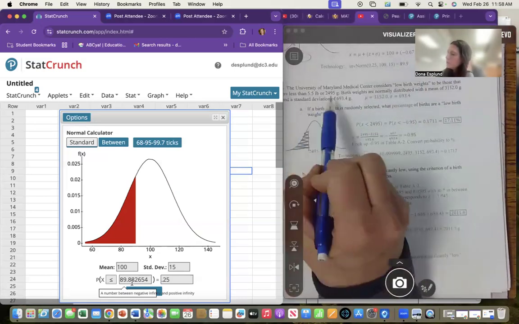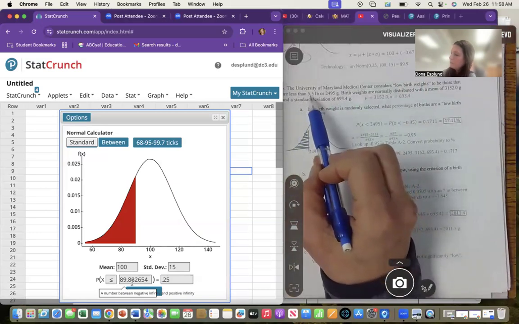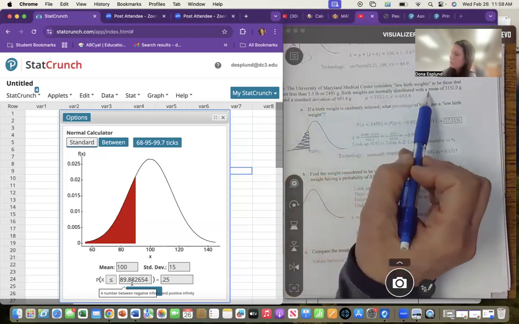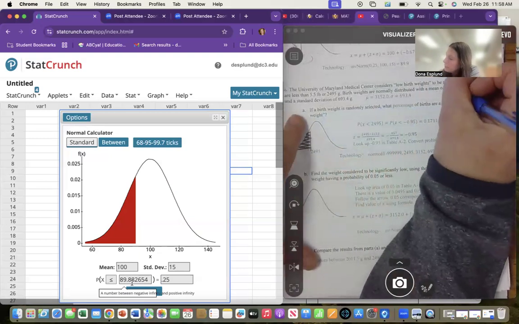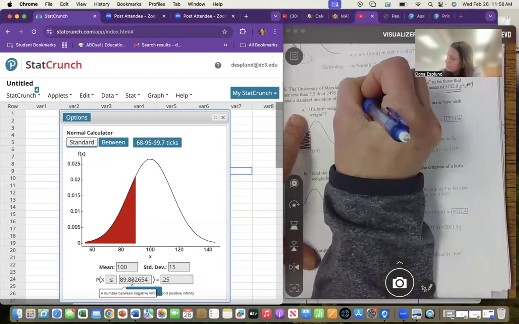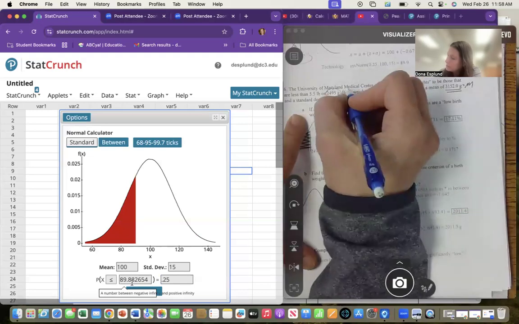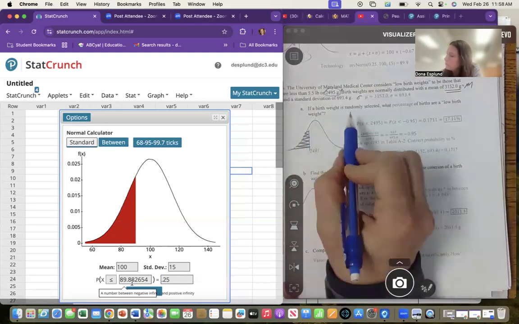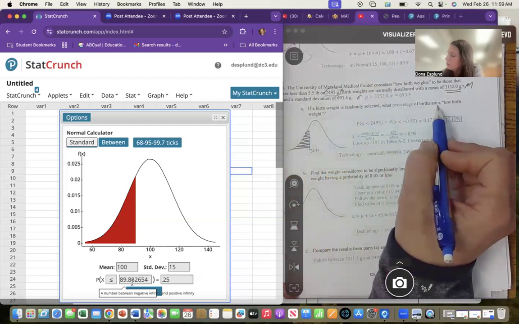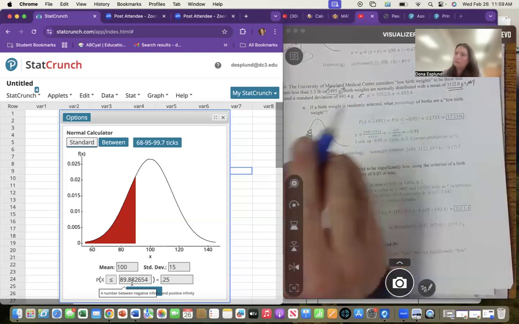Okay, the next one. The University of Maryland Medical Center considers low birth weights to be those that are less than 5.5 pounds, or this many grams. The birth weights are normally distributed with a mean. Now, again, notice that I changed it to grams. So here's my mean, and here's my standard deviation of 693. That means I'm going to use my X value for this. If a birth weight is randomly selected, what is the percentage of the births that are a low birth weight? In other words, I'm going to plug that into my calculator.